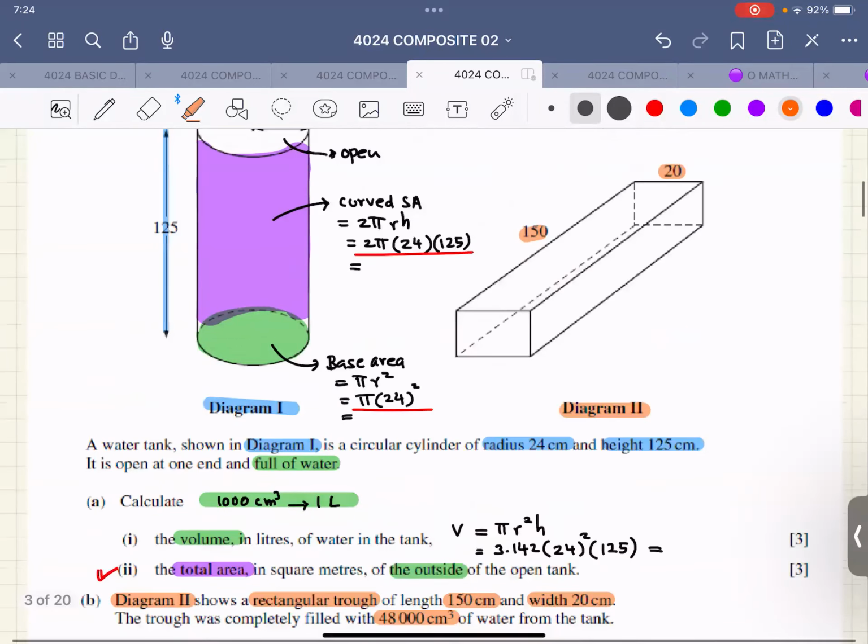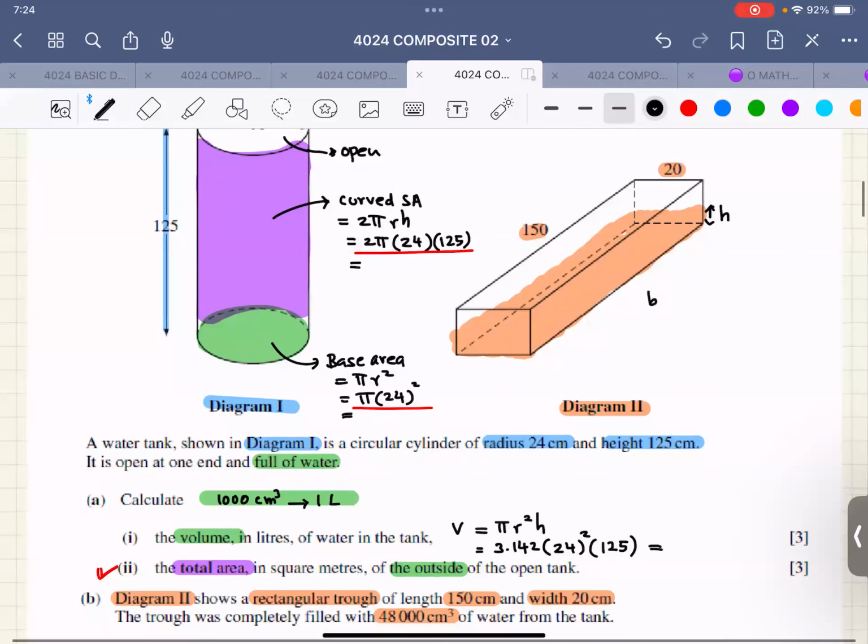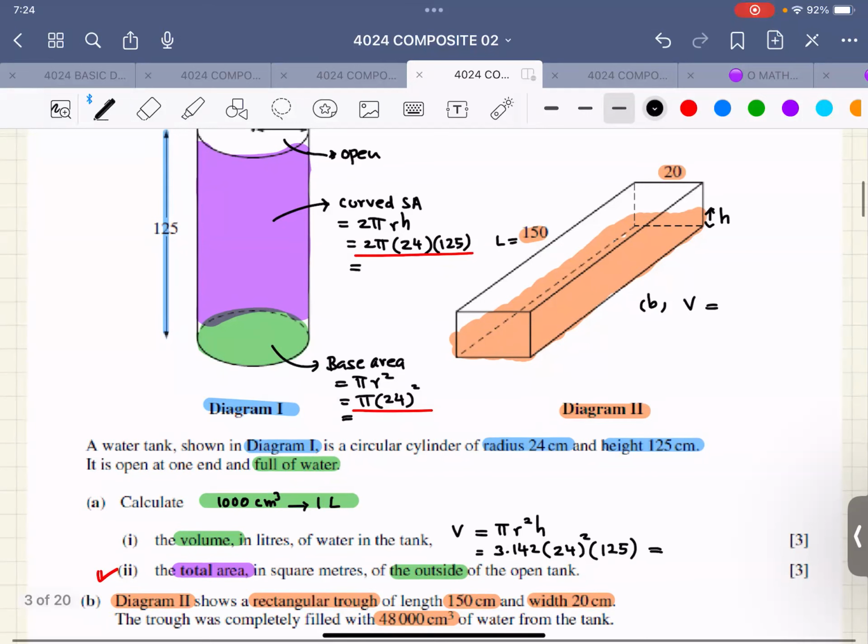Now, first of all, we don't know what the water level is. Maybe the water level is up till here, like this, and maybe it's not being filled up completely. Maybe it's filled up to a certain extent, and that's how the water level is there. So it's not filled up completely. Let me just highlight this. It's to a certain level. Maybe this level over here is H. So therefore, for part B, the working is volume is length, which is 150, width, which is 20, H is the height.